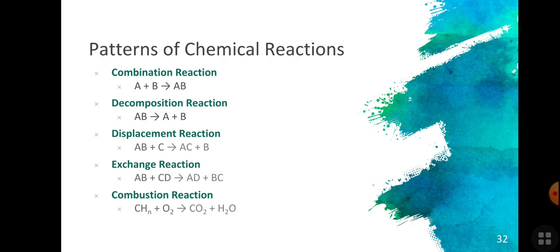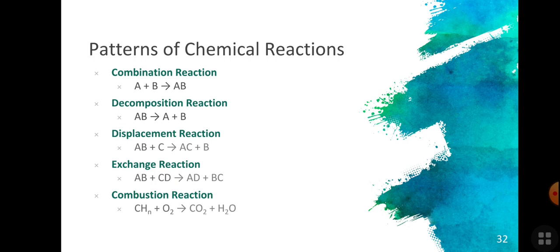Next one, displacement reaction. AB plus C produces AC plus B. So, one component replaced the another to form a new compound. So, kung titingnan natin, pwede natin ikumpara ito doon sa mga may third wheel. Third party. Yan. Next, exchange reaction. AB plus CD produces AD plus BC. Dito naman, nagpalit ng partner. So, each of the following elements, a compound, exchanged its partner.